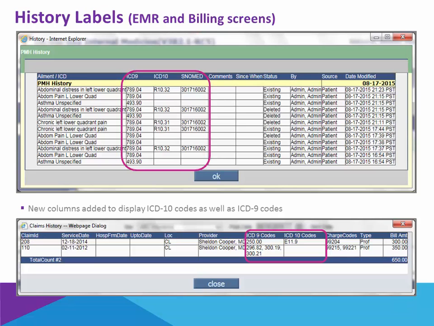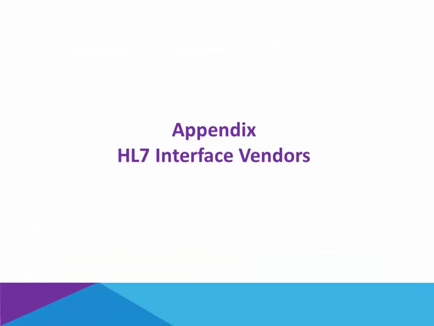All of the history screens have been modified to now show ICD-10, both in EMR and billing. EMR also shows SNOMED. So those are the programmatic changes, both functional and aesthetic, from the transition tool, the hyperlink tool, and the new drill down tab.